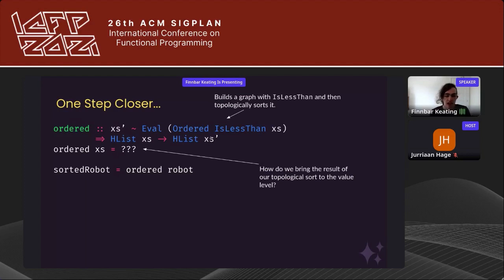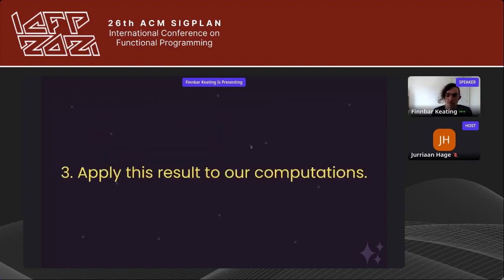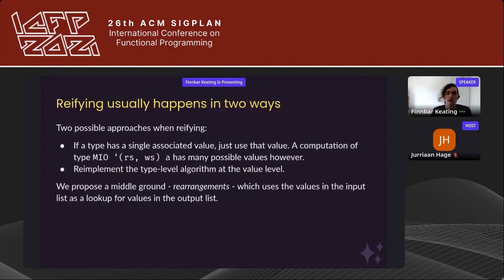The final challenge we now need to talk about is getting the result of this topological sort, so getting a value of type h-list x's prime, sorry, back down to the value level. And that's what we're going to do in this final section. So let's just get straight into it.